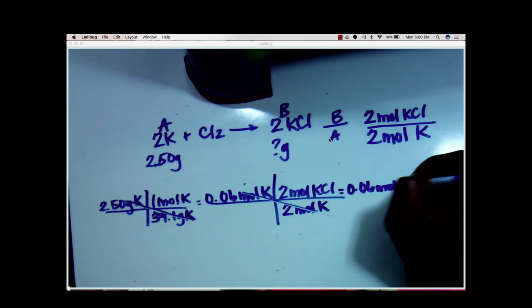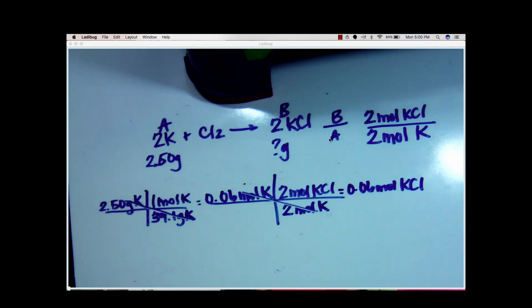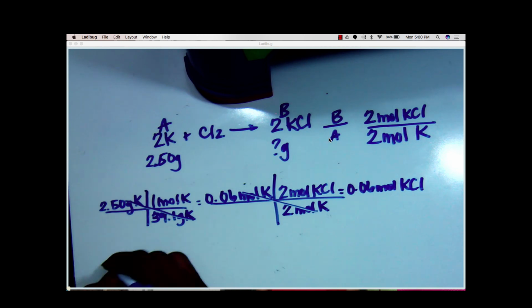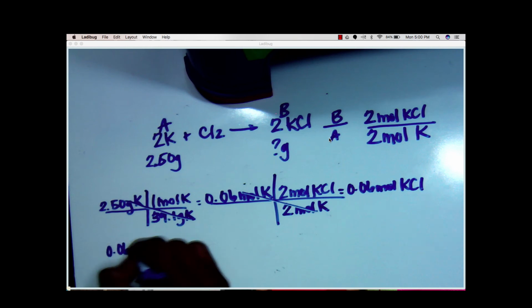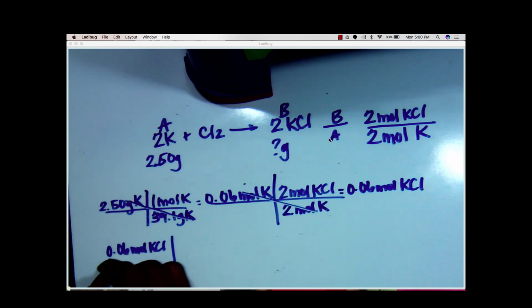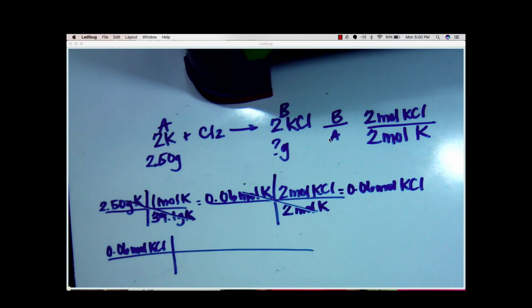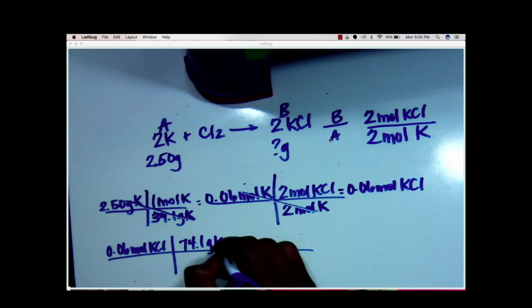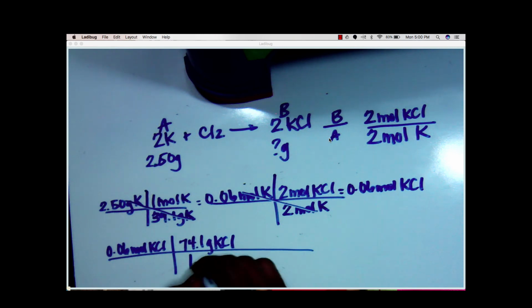of potassium chloride. Now that we're at moles of B, we're going to go to mass of B. So now we're going to take our 0.06 moles of potassium chloride and convert that to grams of potassium chloride. And so since we want to solve for grams, it's going to be 74.1 grams of potassium chloride over 1 mole of potassium chloride.